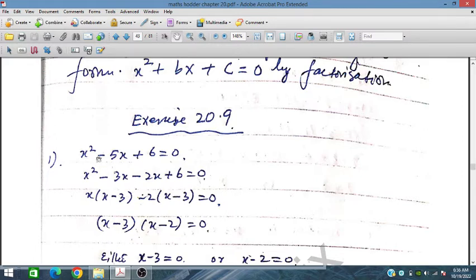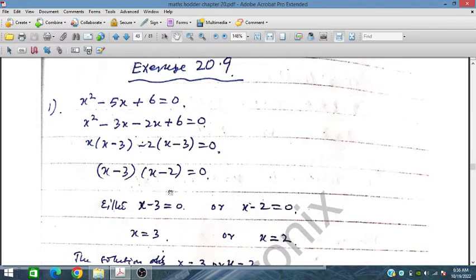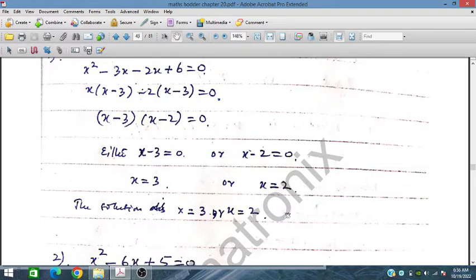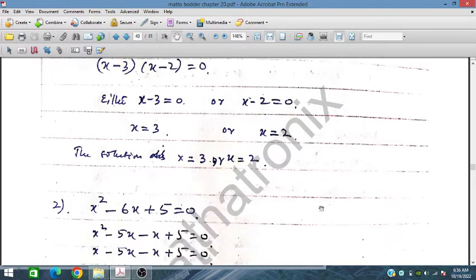So this is x square minus 5x plus 6 is equal to 0. We have to divide this into factors of 3 and 2 in such a way that we get minus 5. So this is minus 3 minus 2, and when we multiply we get plus 6, when we add we get minus 5. So we take out and we have this. So either this is 0 or this one is 0. If this is 0, then x is equal to 3. If this is 0, then x is equal to 2. The solution is x is equal to 3 and x is equal to 2.